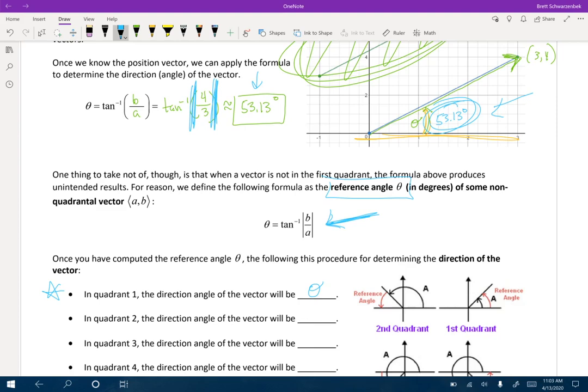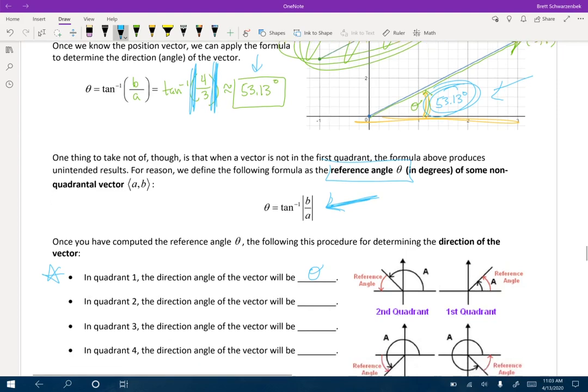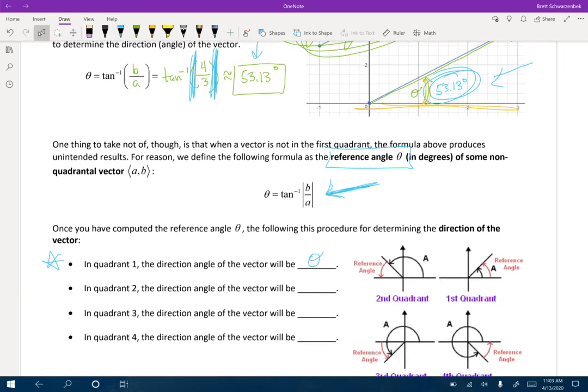So let's say that we went into quadrant 2. I want you to look at this picture right here. Let's say that this is our vector. If we use this formula, it is going to calculate the reference angle. That means you're going to end up getting theta right here. So right now we have a vector with theta to the x-axis in the second quadrant. My question is, is that the direction of this vector?